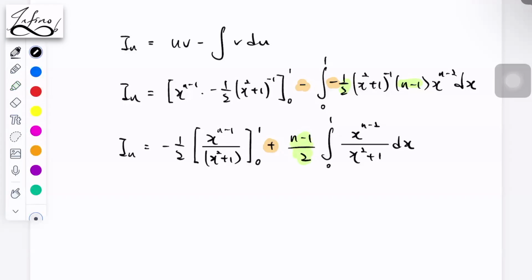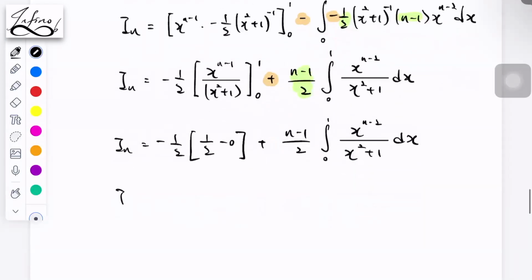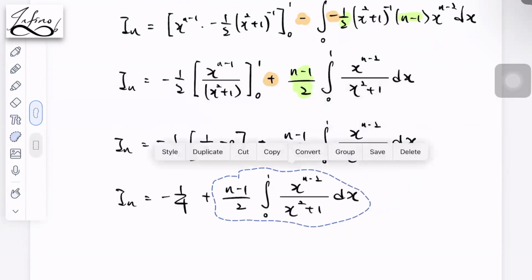And now I can do the first part substitution first, so that we can simplify it a bit. The I_n equals negative 1/2. This is just simply 1 over 2 minus 0 plus (n minus 1)/2 integration from 0 to 1 of x^(n-2) over (x squared plus 1) dx. And that's why I_n is just simply negative 1 over 4 plus, let me be a little bit lazy, so I duplicate it, so this part is this guy.